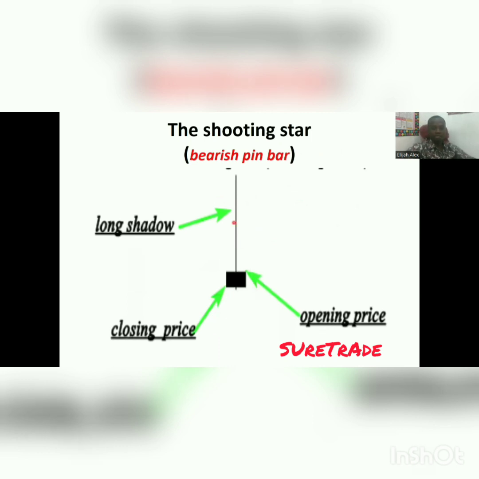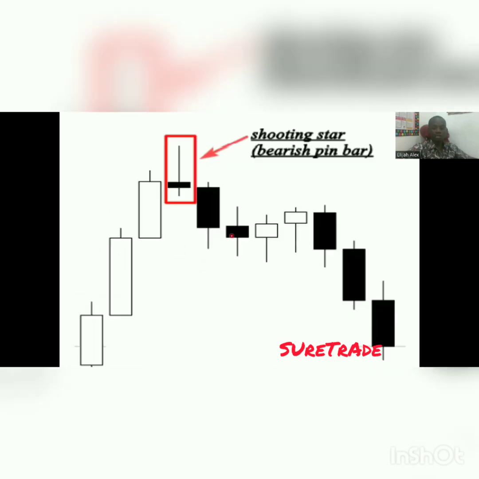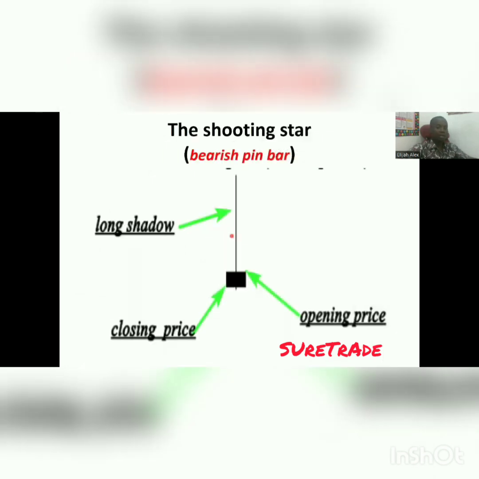Next is the bearish pin bar, or you can call it the shooting star. The shooting star is simply a bearish reversal pattern in an uptrend where the trend is trading up to the moon. When it gets to a key level, you watch what pattern comes up.